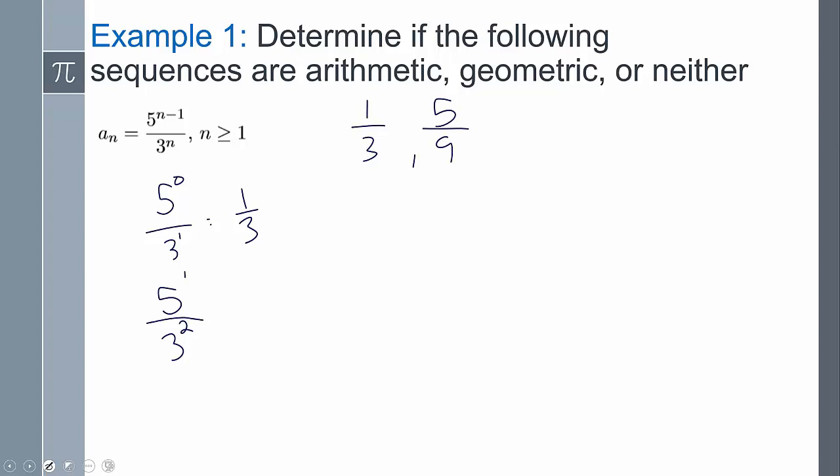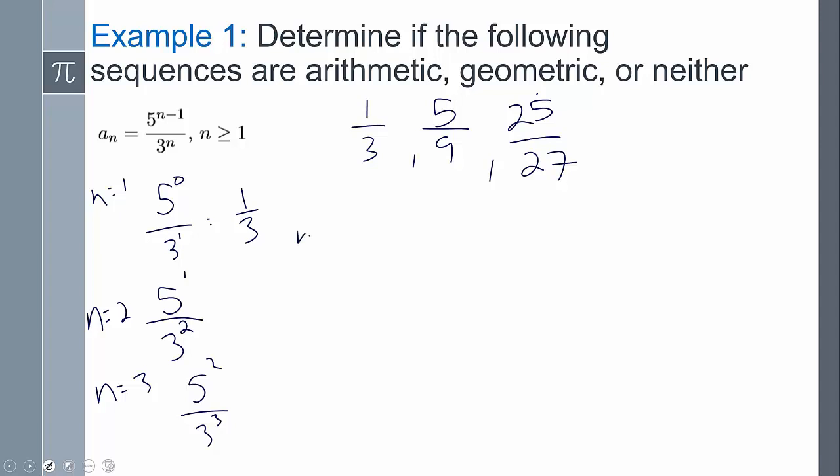Here n equals 1, n equals 2, just so we can keep track of it. If I plug in 3, I get 5 squared over 3 to the third, so that's going to give me 25 over 27. Now I have enough terms. If you're still a little uncomfortable with how many, you can always plug in a fourth. But now all I need to do is take a look at this and determine, starting from here, how is it going up?